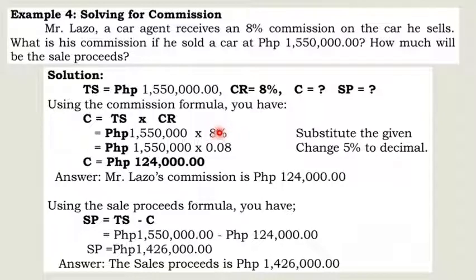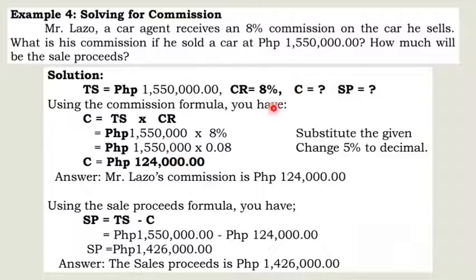So, since ito ay naka-percent, i-change natin siya into decimal. 8 divided by 100 is 0.08. So, pag minultiply natin, ang magiging answer is 124,000 pesos. So, ito po yung makukuha ni Mr. Lasso. Yun yung commission niya. Okay? So, ito yung commission niya.